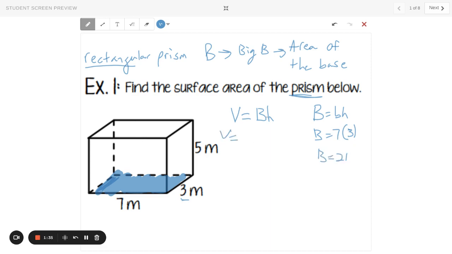Now, we plug that in. So in your volume formula, big B is 21 times the height of the prism. The height of the prism is what adds depth to it, what makes it 3D, and it is 5. So you're going to do 21 times 5, which is 105. So this will be 105 meters cubed, because volume is cubed, because there are 1, 2, 3 measurements in meters that you just multiplied together.